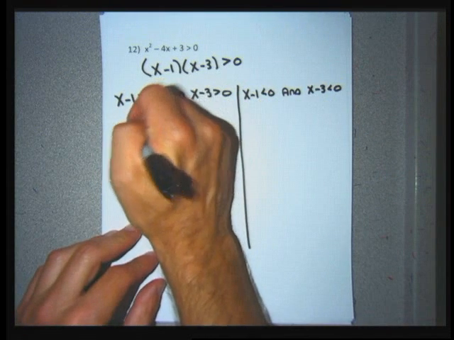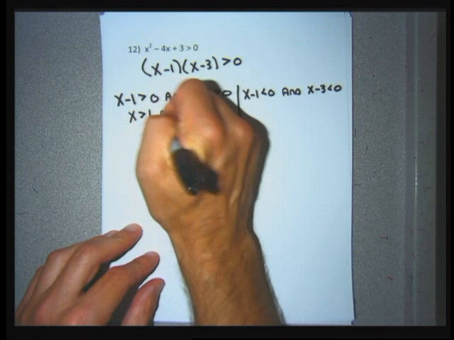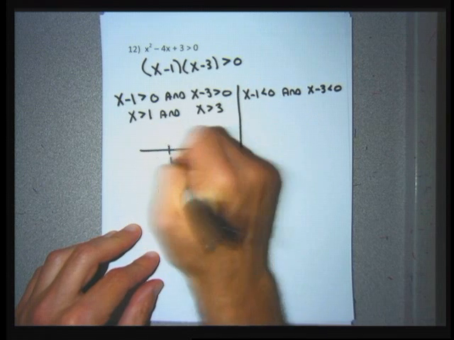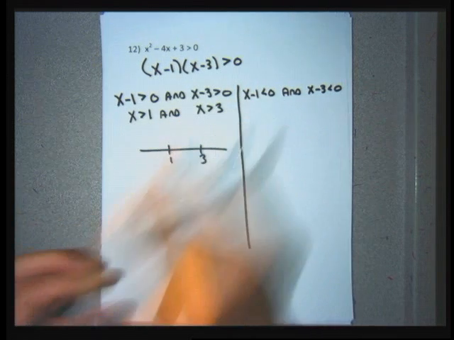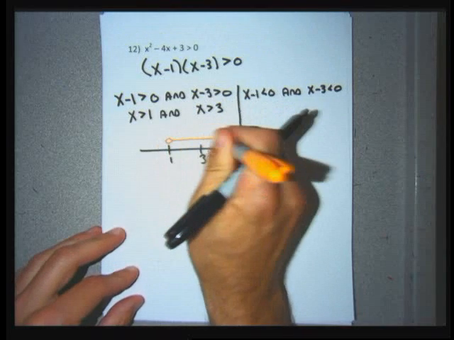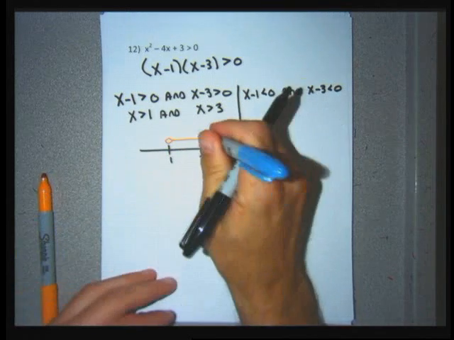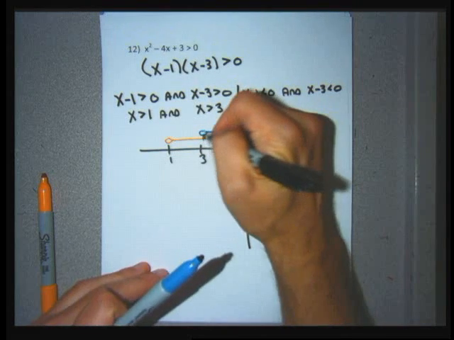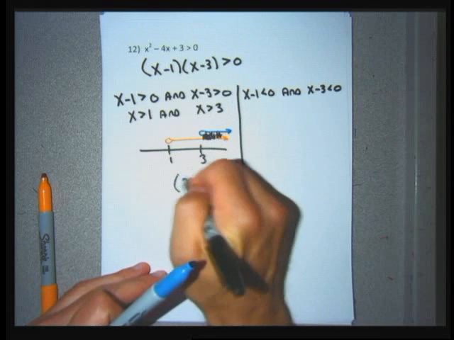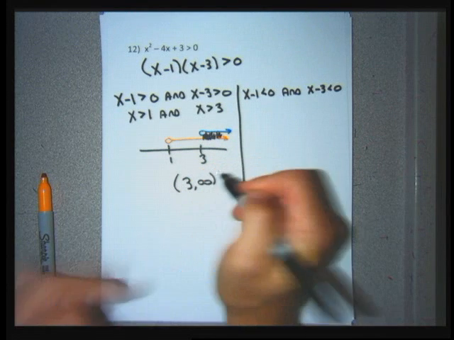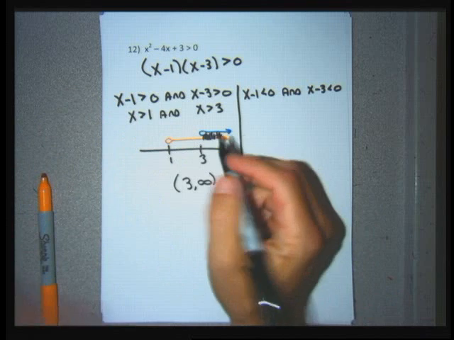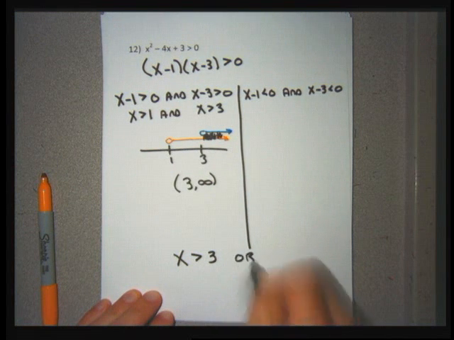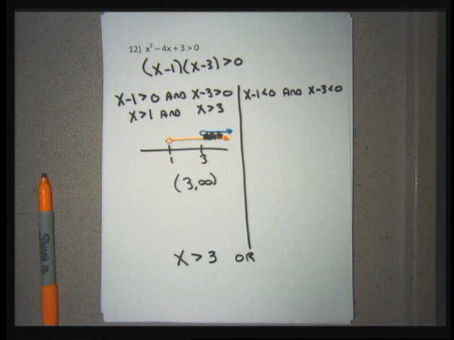Going to the first scenario here, I get x is greater than 1 and x is greater than 3. Draw 1 and 3 on a number line. X is greater than 1 is anything to the right of 1. X is greater than 3 is anything to the right of 3. I'm looking for where I have both graphs. I have both graphs between 3 and infinity, or anything bigger than 3. Round bracket on the 3 because no equal to. And I'd say the solution to this scenario is x is greater than 3. Or I could write 3 to infinity.